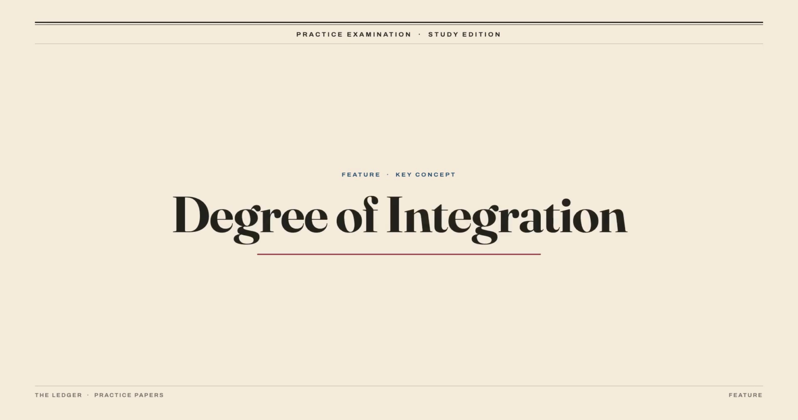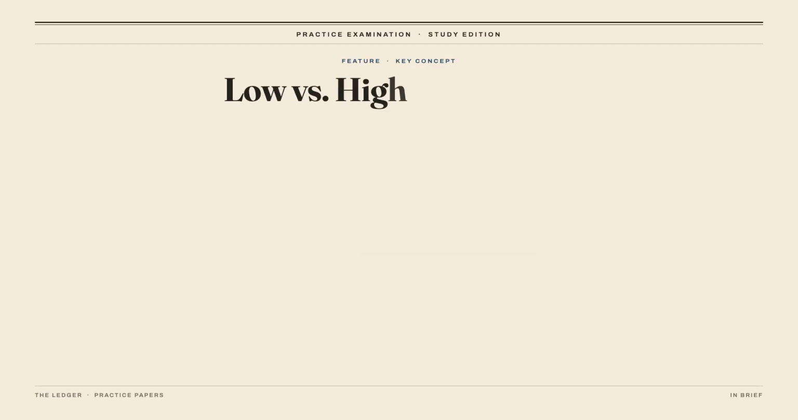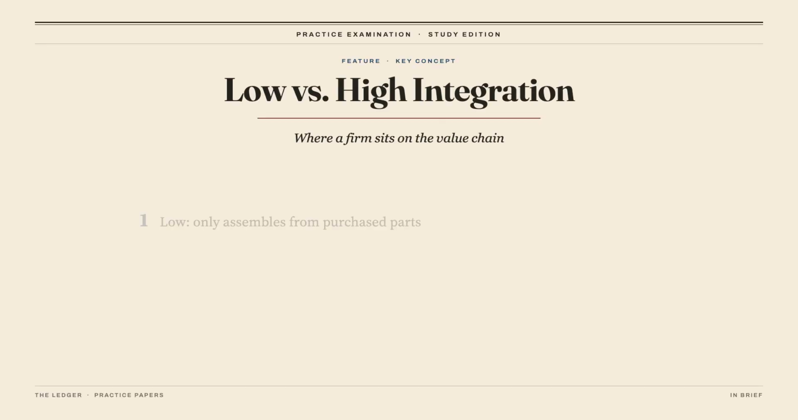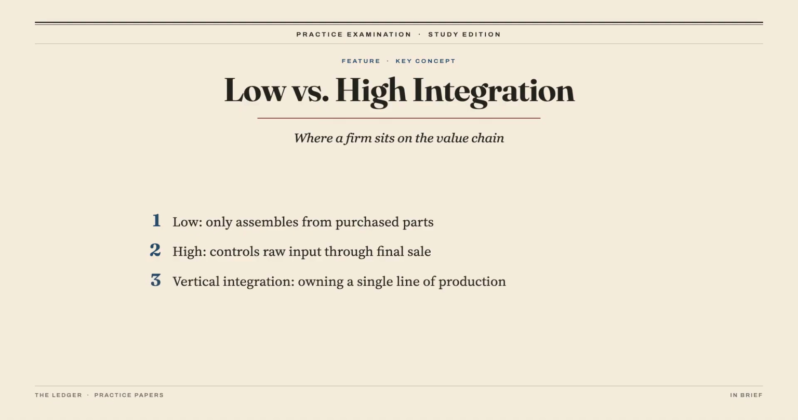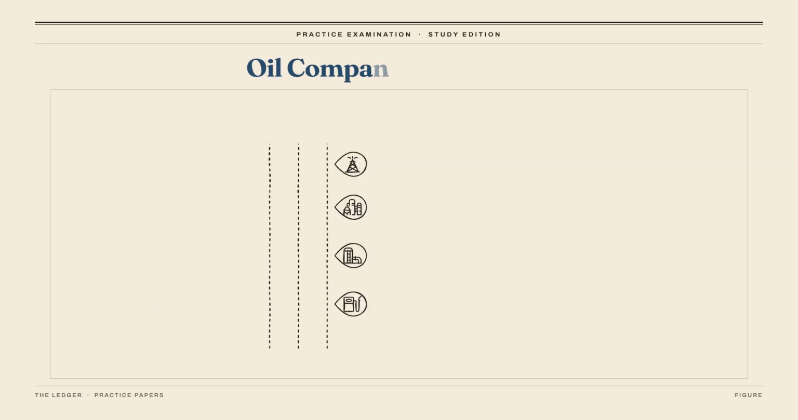How many links of an industry's value chain does a company own itself, rather than leaving to outside suppliers and distributors? That question is what degree of integration measures. A firm that just assembles finished goods from purchased components sits at the low end. One that controls raw input, production, distribution, and final sale sits at the high end. When those stages form one line of production, that's vertical integration.